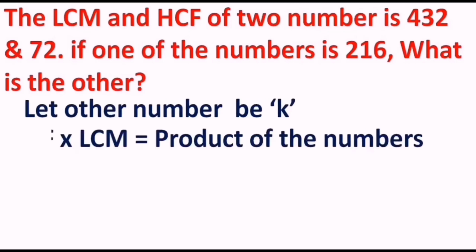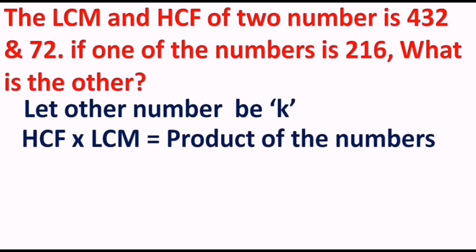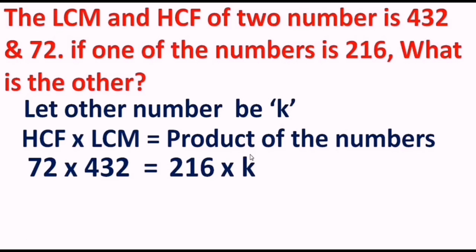Okay, and don't forget to write the property that we are going to use, that you are looking at the screen presently. So what does the property say? Product of LCM and HCF must be equal to the product of the numbers, right? So using this property, we are going to find the other number. So what we are going to write? Insert the values presently. So HCF into LCM is nothing but 72 into 432, right? And the product of the numbers, in which we have one of the numbers as k, we can write 216 into k, right?